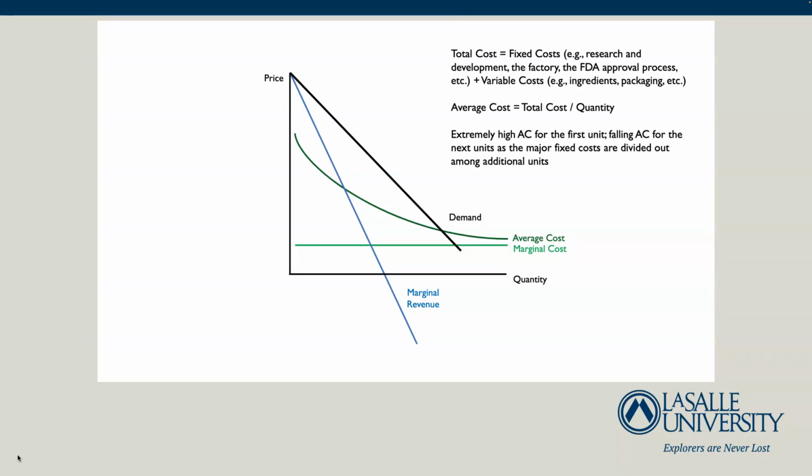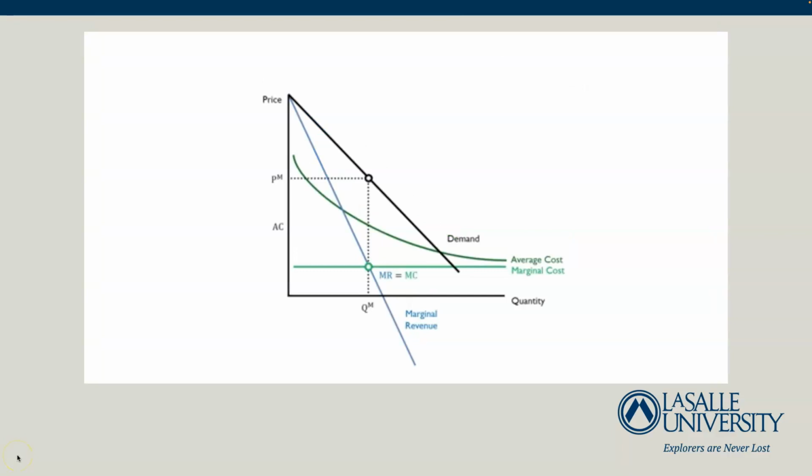So the firm is going to want to choose the level of output where marginal revenue is equal to marginal cost. Anything before that point, you can produce more and you're going to be adding more to revenue than you are to cost. Anything beyond that point, you're going to be adding more to cost than you are to revenue on the margin. So that Goldilocks point is where marginal revenue is just equal to marginal cost.